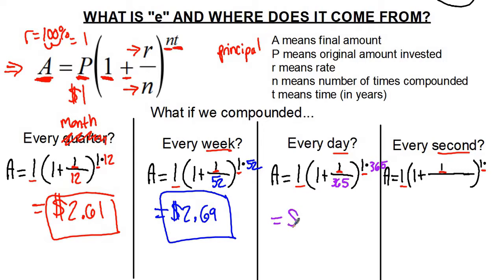And you'll see what's going to happen in just a sec. Okay, again, let's not do it every day. Now let's do it every second of every day. So that's going to be 365 days times 24 hours a day times 60 minutes in an hour times 60 seconds in a minute.